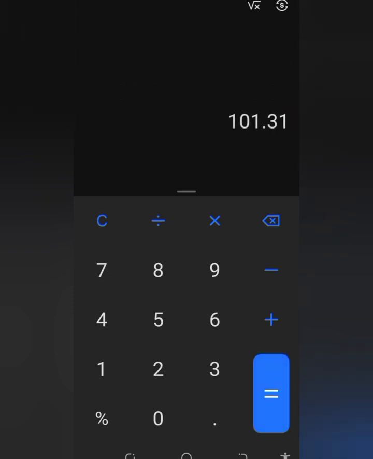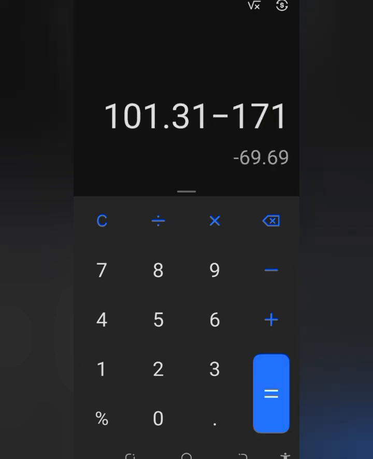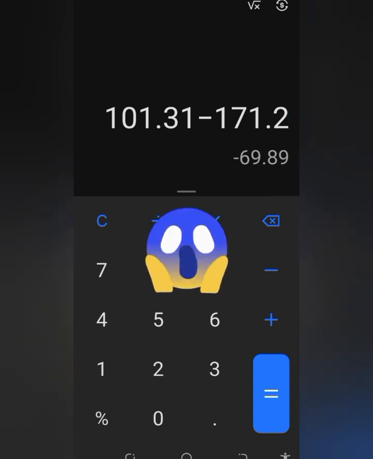So let's say you now make 171.2. Minus that, it means you make like 69.89. That's a whole lot. That's like 69%, almost 70% profit.